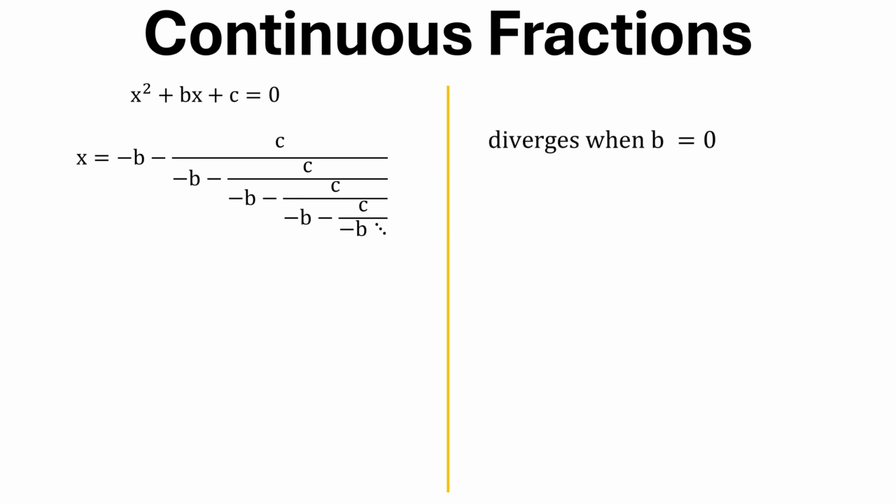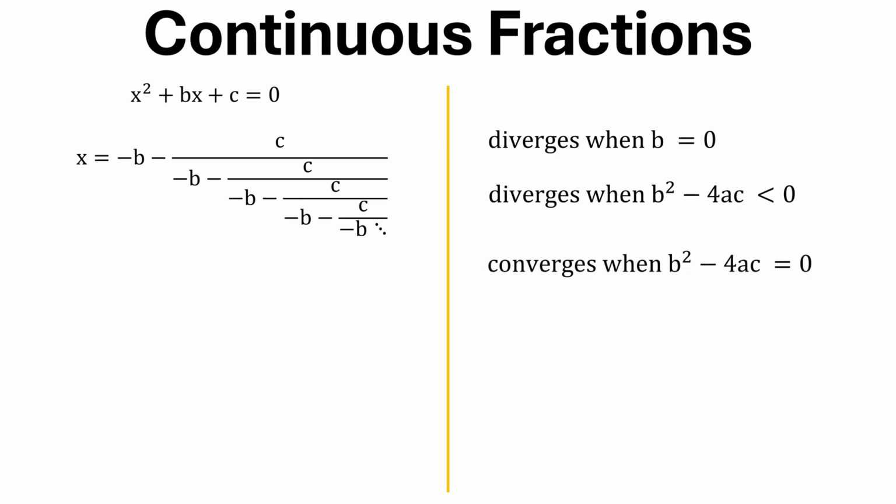You cannot use this formula when b equals 0. This is because the continued fraction diverges when b equals 0. You can still solve using continued fractions, but not this formula. You have to use a workaround. This formula also diverges when the discriminant is negative. That is when the quadratic has complex roots.